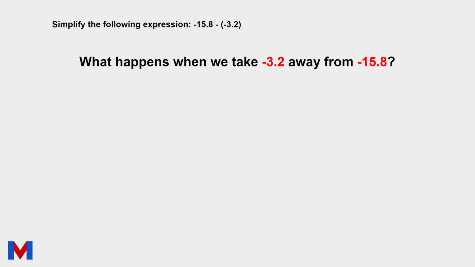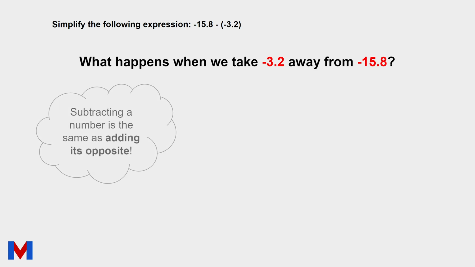Let's see if we can speed up this process just by using that same inverse relationship between adding and subtracting from our previous example. Subtracting a number is the same as adding its opposite. So I'll start with my original subtraction expression and rewrite it as an addition expression. Notice though that when I change from subtracting to adding, I also need to replace my negative 3 2/10 with its opposite, positive 3 2/10. So I am really going to go up 3 2/10, starting at negative 15 8/10.